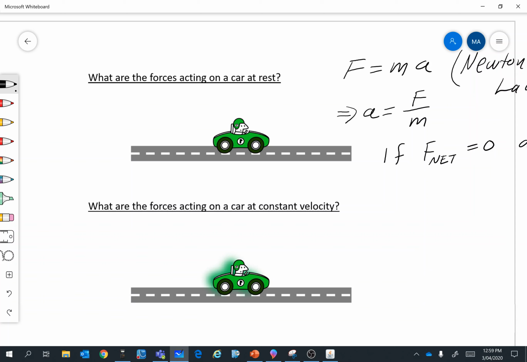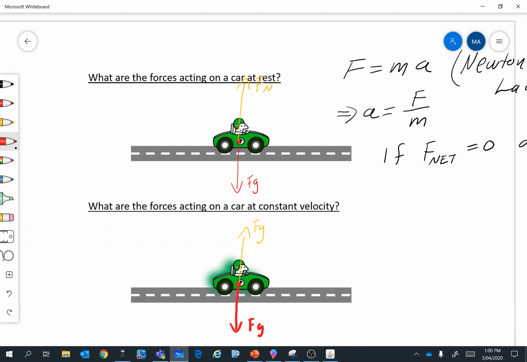Okay, so this first one, we've got the car, and we have a gravitational force acting downwards, Fg. Now the car is not sinking into the road, so equal and opposite to that is a normal force. Those two forces are still acting when the car is moving, in equal and opposite directions.